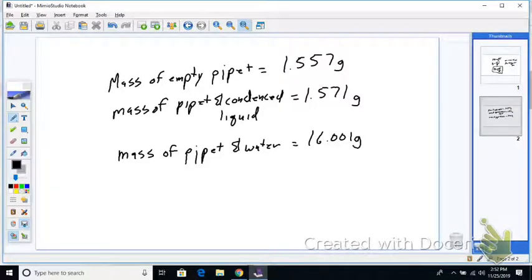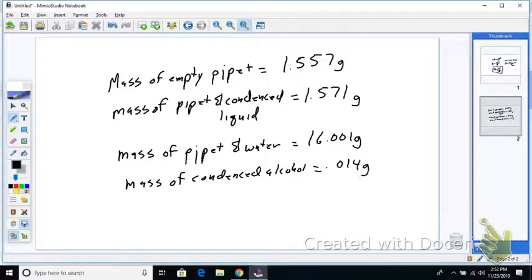Okay? So then, what is the mass of the condensed methanol? You guys figure that out for me. What is it? 0.014. Good. These two subtracted from one another. Okay? Volume of the pipette.